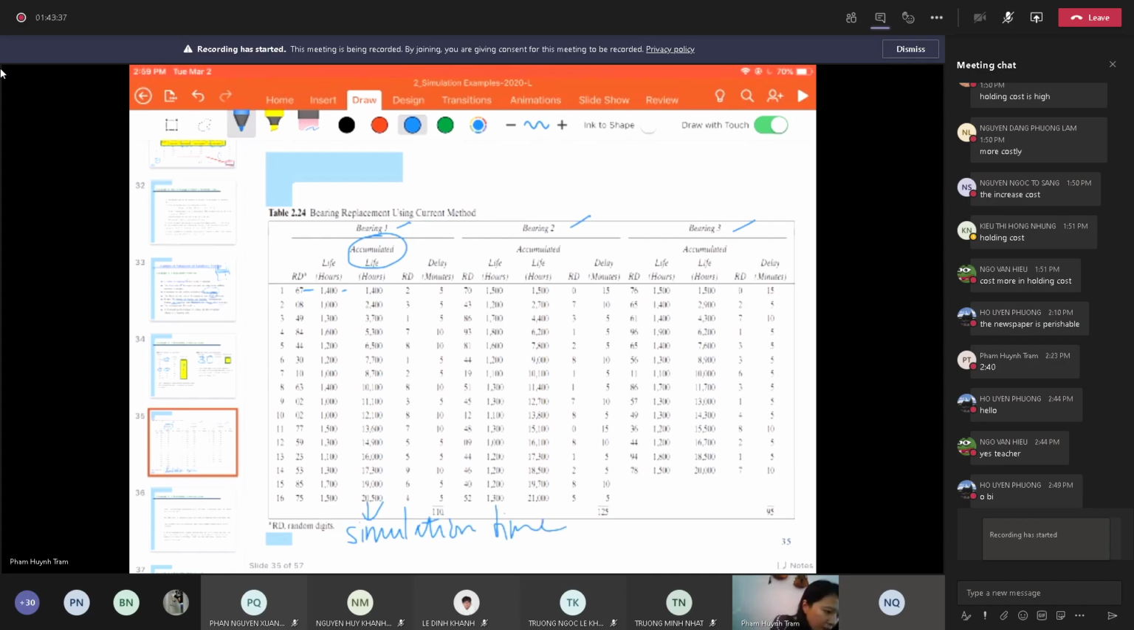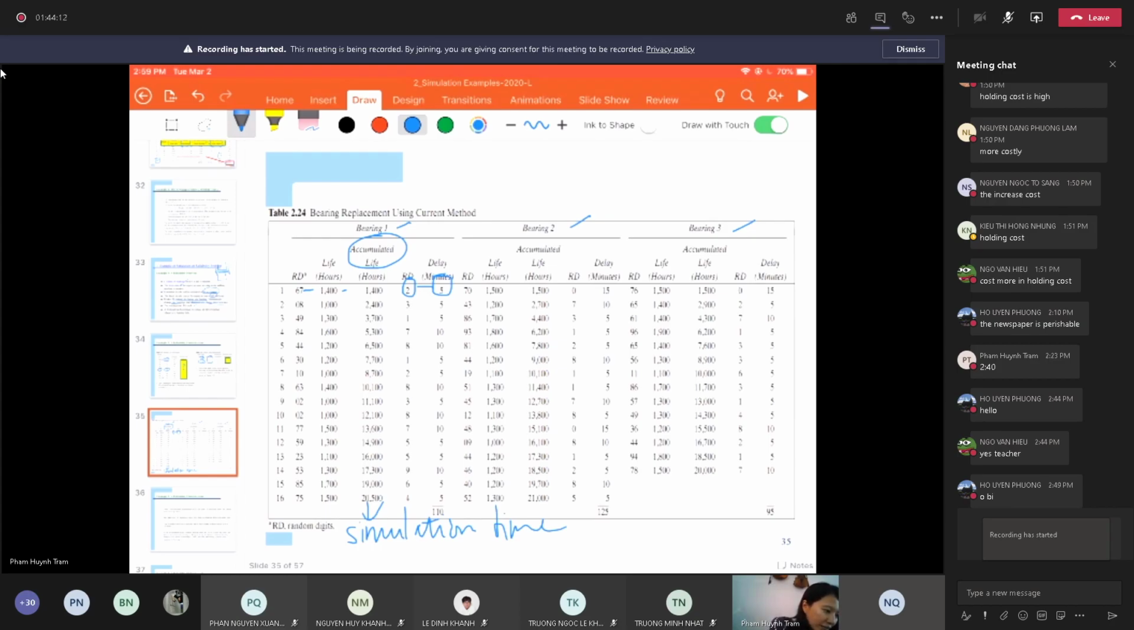So it means that the first bearing will die after 1,400 hours, and then we have to call the repairman. We call the repairman by generating a random digit. We got a random delay of 5 minutes. Now we replace it with the new one.